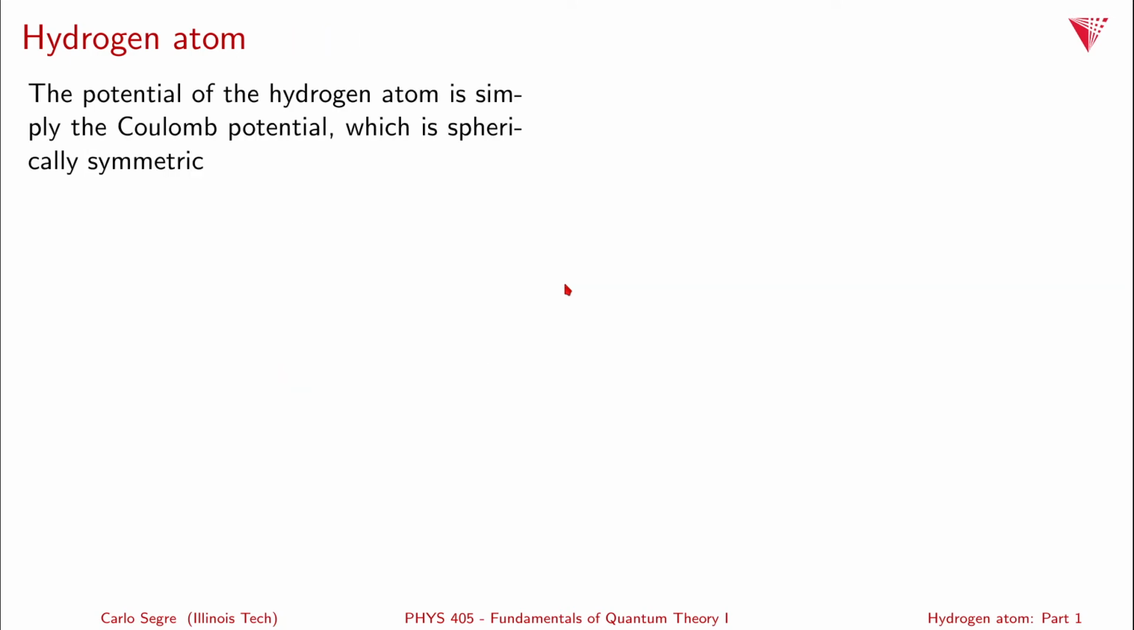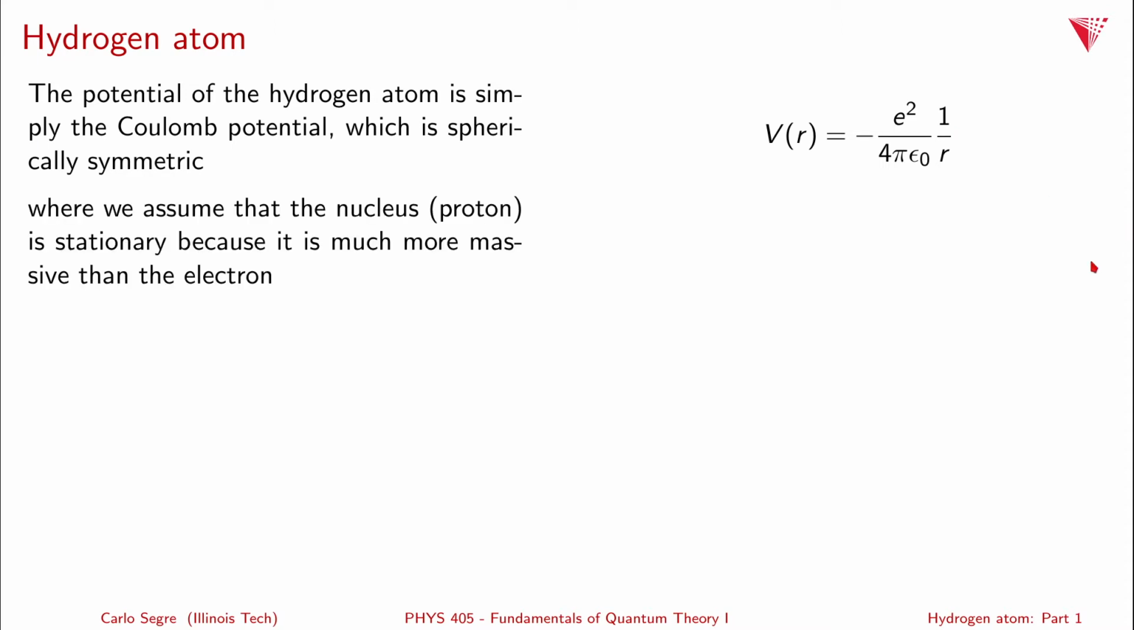So the potential of the hydrogen atom is simply the Coulomb potential, which is a spherically symmetric potential. It only depends on r. And that is V of r is equal to minus e squared over 4 pi epsilon naught times 1 over r. We assume that the nucleus, that is the proton in this case, is stationary because it's much more massive than the electron. This is an approximation that will relax later on, but for the moment it allows us to solve this in a relatively simple closed form.